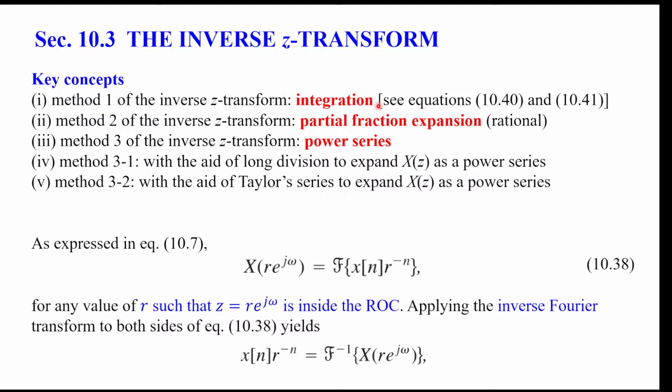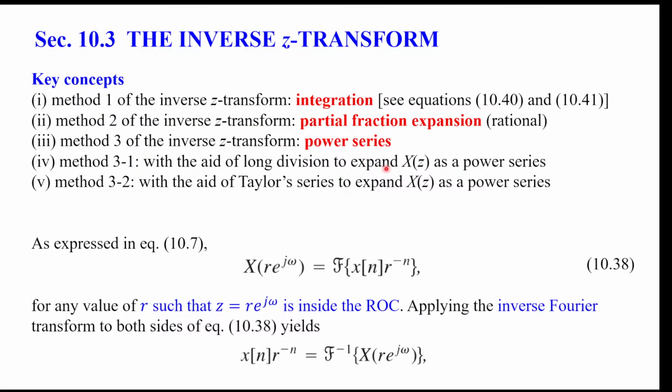The first method is brute force integration from the formula, just like some kind of integration you do in the Fourier transform. Method 2 is, when you have a rational function, you can do a partial fraction expansion and just look up the table to do the inverse Z transform on each partial fraction. Obviously you need to look carefully at your ROC to decide which inverse Z transform you want to do.